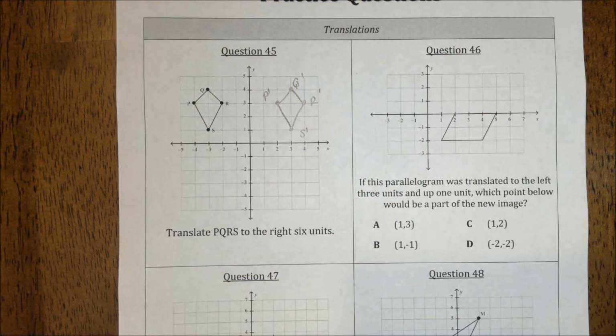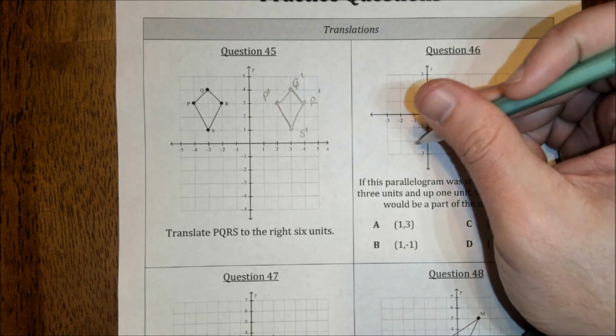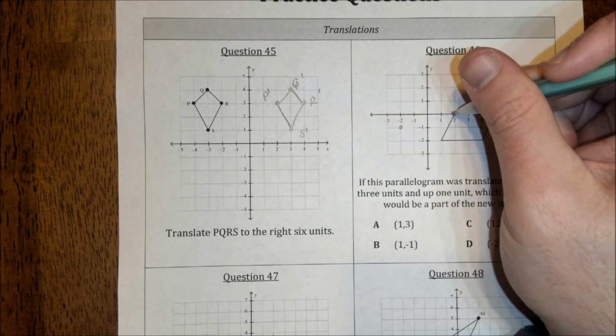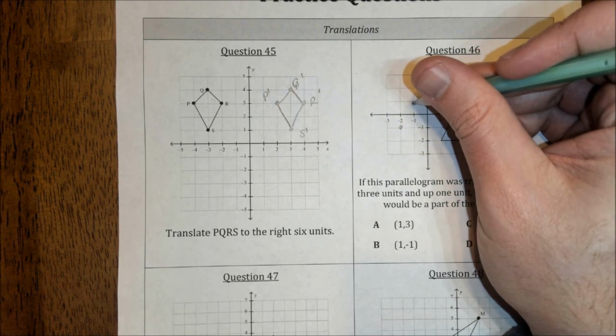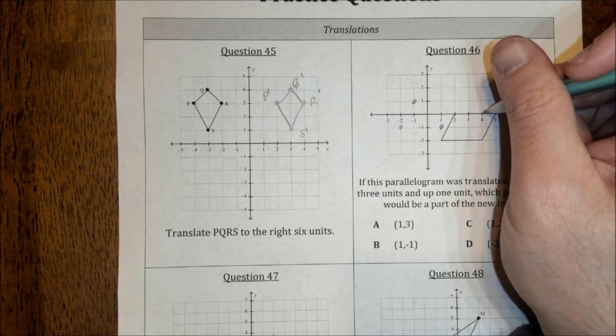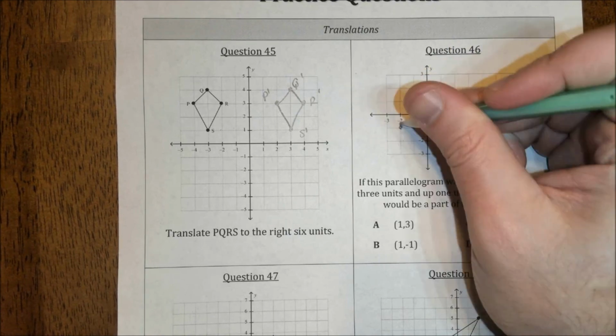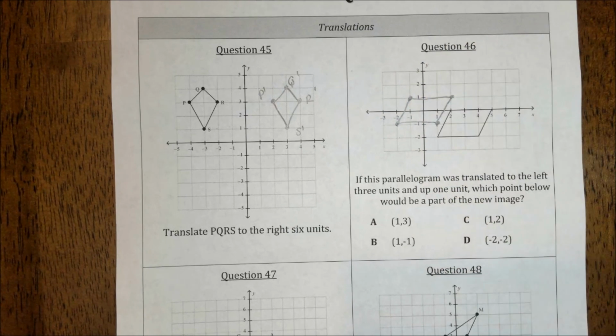Question 46. If this parallelogram was translated to left 3 and up 1, which point would be part of the new image? Left 3, up 1. 1, 2, 3, 1. So now we just need to see which choice here is listed.